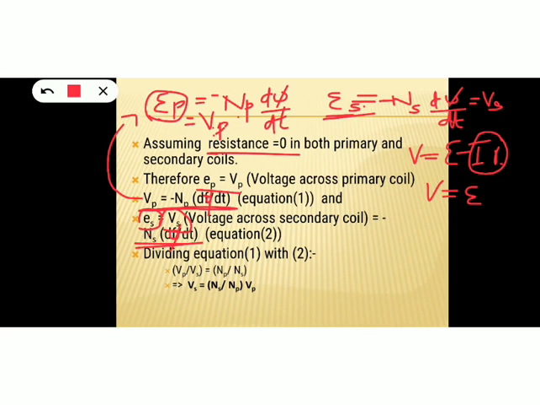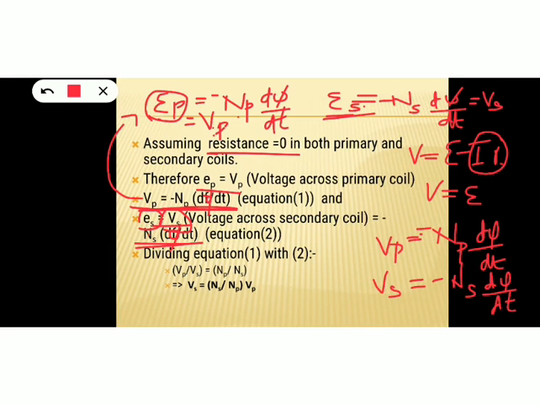Now divide equation 1 by equation 2. Equation 1 is Vp is equal to minus Np into d phi by dt, and equation 2 is Vs is equal to minus Ns into d phi by dt. When you divide the LHS, you will get Vp by Vs. When you divide the RHS, d phi by dt will be cancelled. Then you have minus Np by minus Ns, that will be equal to Np by Ns.